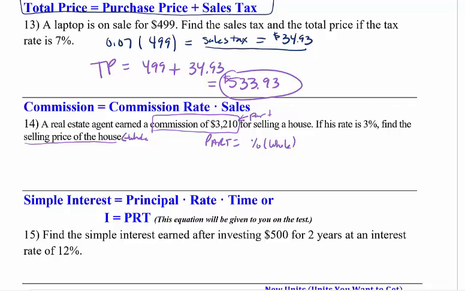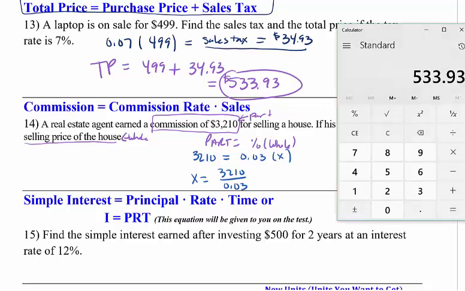Now again, there's different words here, but it's still the same idea. So the 3,210 is, be careful, move it 2 places, 3% of the selling price. So we're going to take 3,210 and divide it by 0.03 in our calculator. 3,210 divided by 0.03.